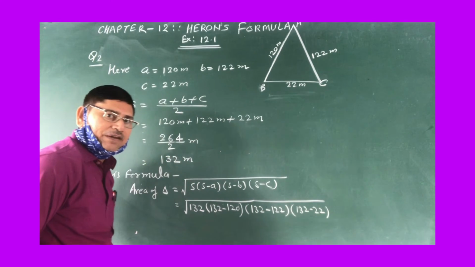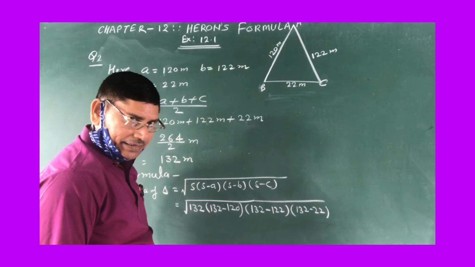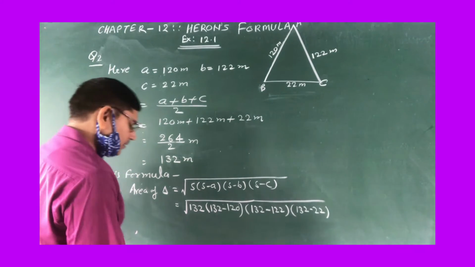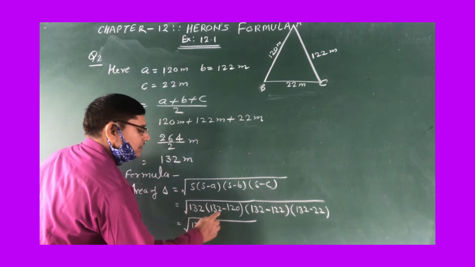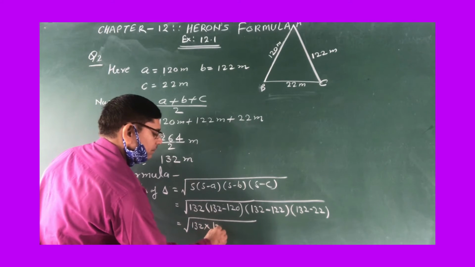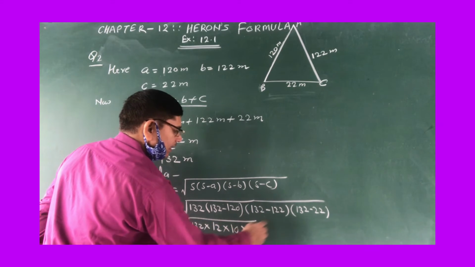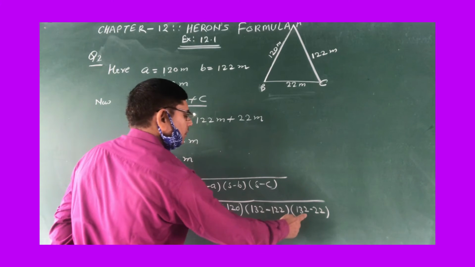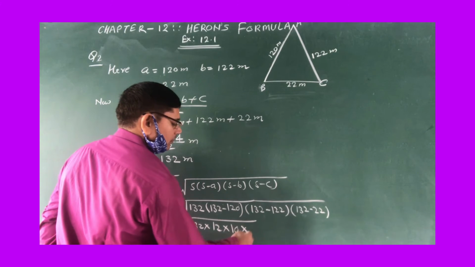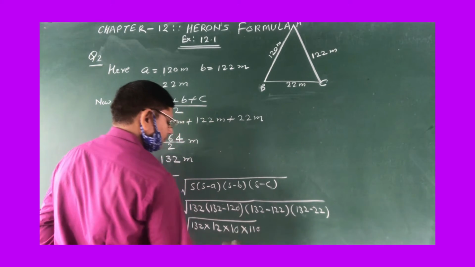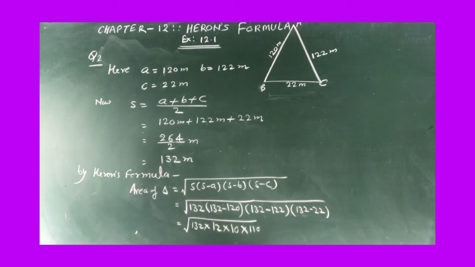So on simplifying it, what you will get? Okay, so you will get here just like that. It is 132 and this is only 12 and here you will get 10. After that you will get here 132 minus 22, 110. Now no need to multiply it. You will find here square root only.